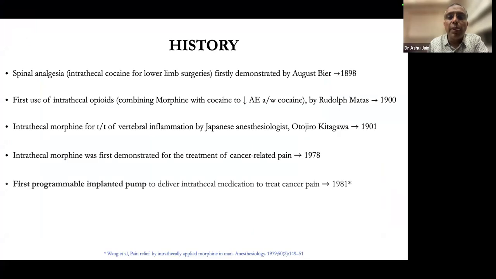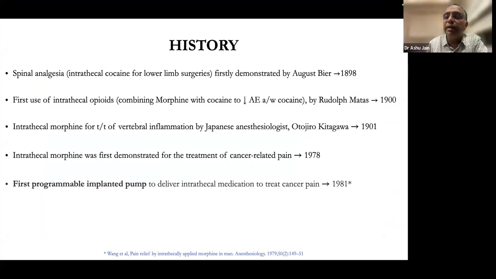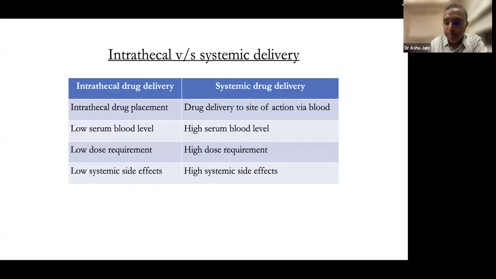So it started way back in 1898, but the first programmable implantable pump was seen in 1981 only. So it took almost 90 years from the demonstration of intrathecal cocaine for limb surgery to the programmable intrathecal pump. So it's an important thing.